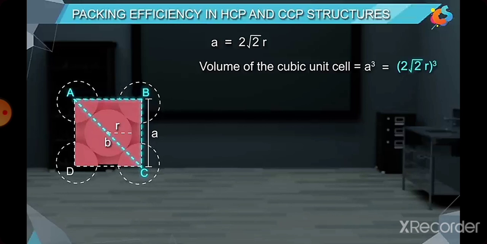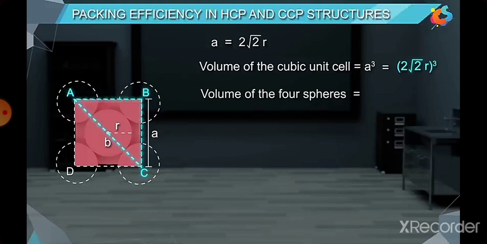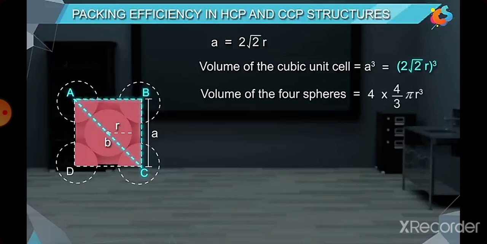We know that each unit cell in face-centered unit cell or CCP structures has 4 spheres or atoms. Volume of the 4 spheres is equal to 4 into 4 by 3 pi r cube, which is equal to 16 by 3 pi r cube.